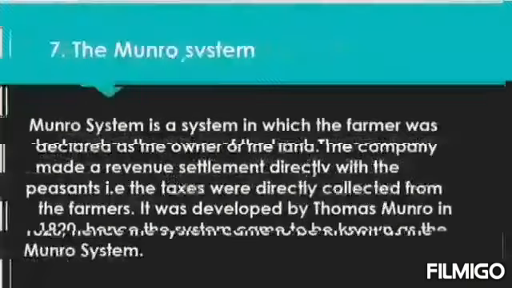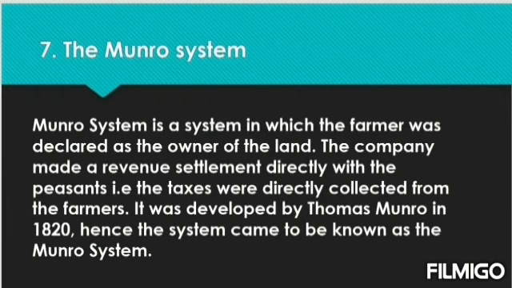The next topic is the Munro system. Munro system is a system in which the farmer was declared as the owner of the land. This was one of the important features of Munro system. According to this system, the farmers were declared as the owners of the land. The company made a revenue settlement directly with the peasants. That means the taxes were directly collected from the farmers.